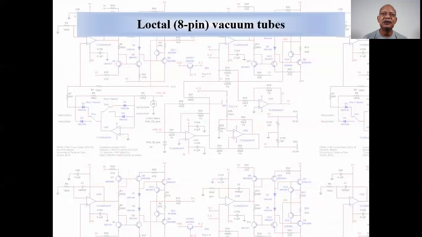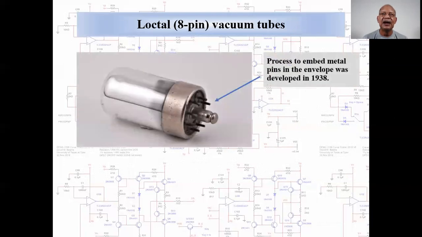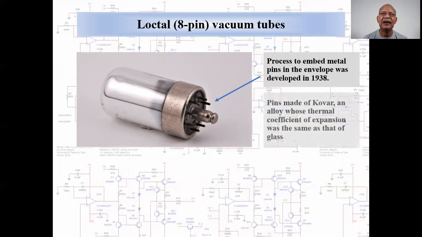A variant of the octal tube was the Loctal vacuum tube. The Loctal vacuum tube had an 8-pin base in which the pins were embedded directly in the glass envelope. This required developing an alloy of nickel, cobalt, and iron with small amounts of carbon, silicon, and manganese, known as covar. The thermal coefficient of expansion of covar closely matched that of glass, so that the glass to metal seal was durable through multiple cycles of heating and cooling.